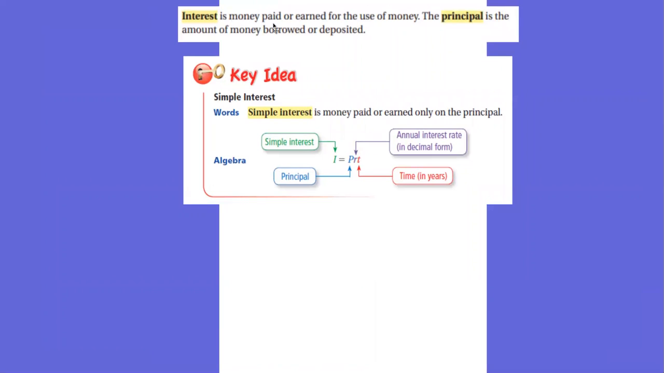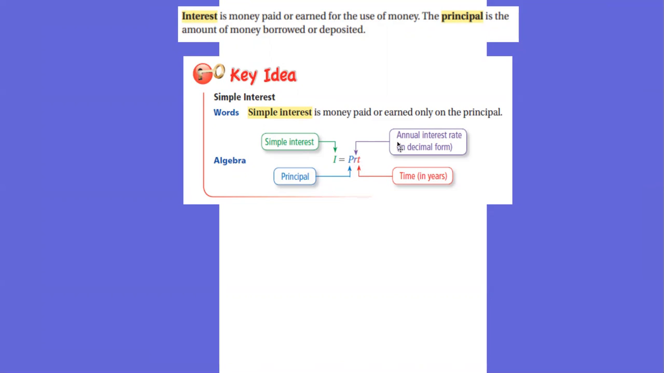So interest is the money paid or earned for the use of money. The principal is the amount of money borrowed or deposited. Simple interest is money paid or earned only on the principal. And your simple interest, I, is equal to your principal, P, which is just your starting amount of money. How much money did you put in your bank account? Or if you're talking in terms of lending, how much money did you borrow?